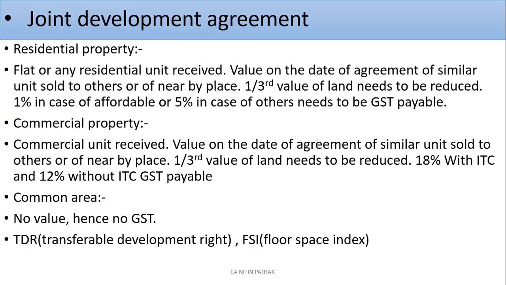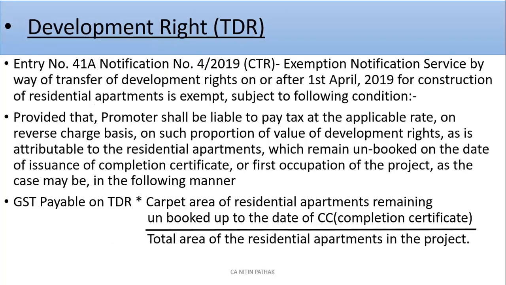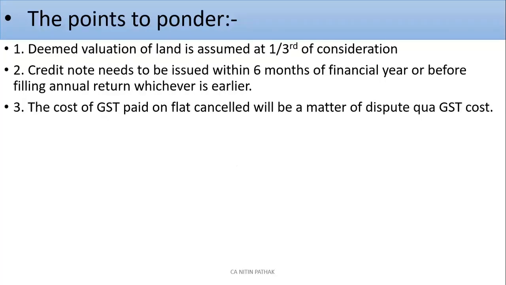Commercial property will be 12%. ITC will be available in case of commercial property. What is the developer right? Example, we have taken it, I'm just giving you an explanation. GST payable on TDR multiplied by carpet area of residential house unbooked divided by total area of residential. The following example would make things very clear. I'm not going into detail here, but it will be clear.